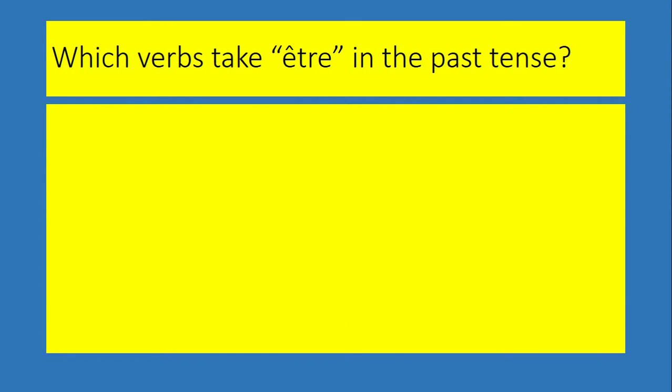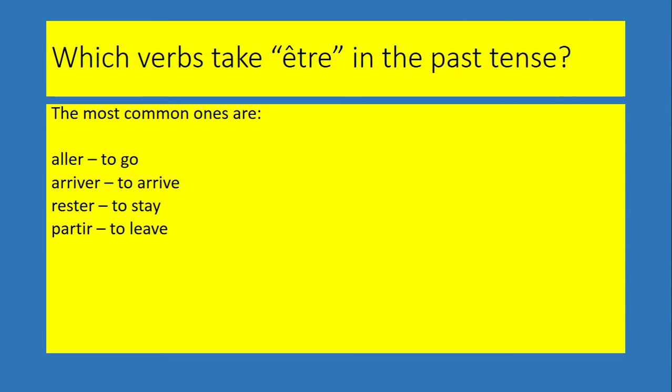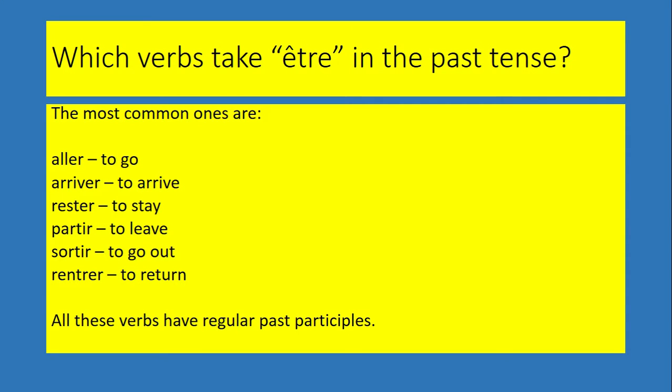So when do you use être in the past tense? There are quite a few verbs, and reflexive verbs take être in the past tense as well, but let's just focus on the easy ones and the common ones. So these verbs coming up, they take être, not avoir in the past tense. So it goes subject, être, past participle, not subject, avoir, past participle. Aller, arriver, rester, partir, sortir, and rentrer. All of those verbs have regular past participles.